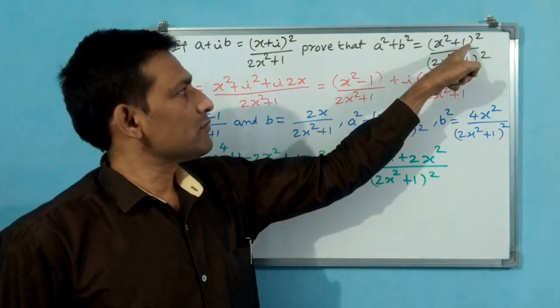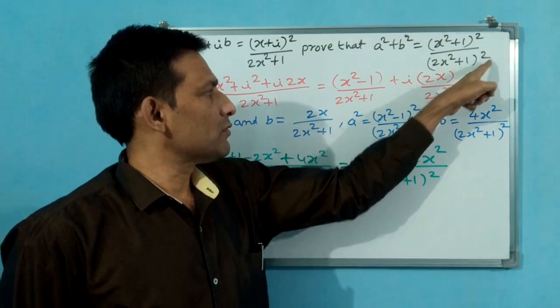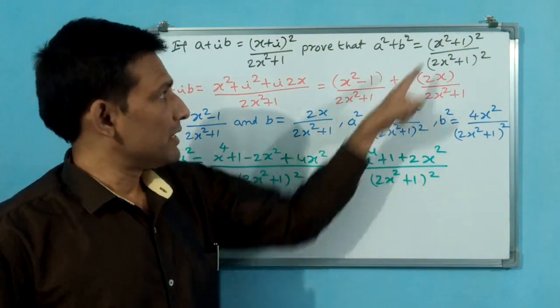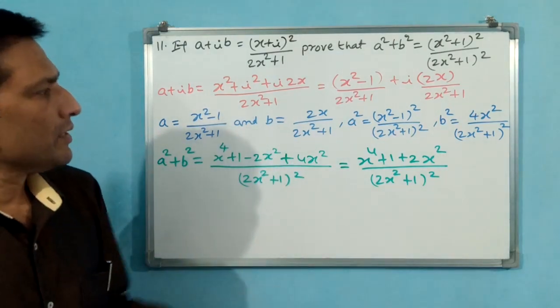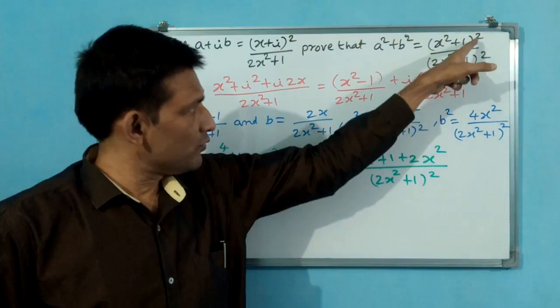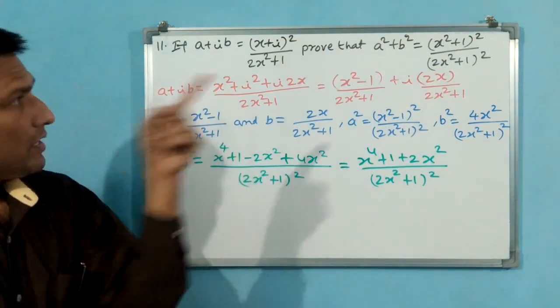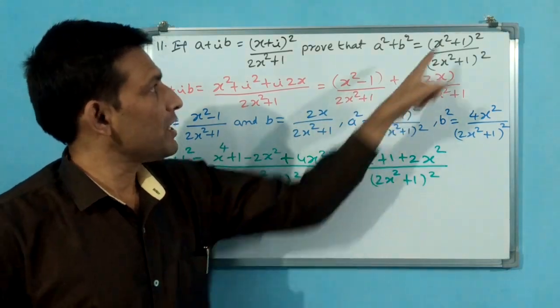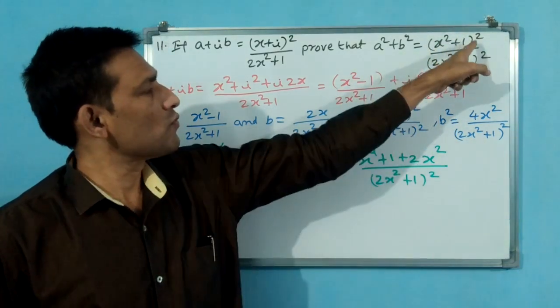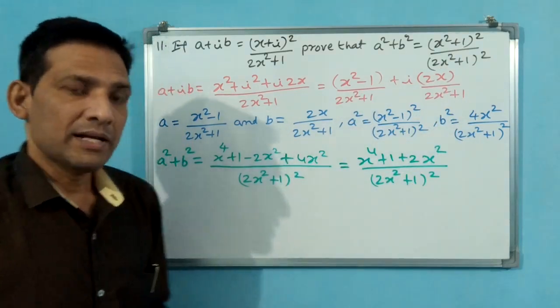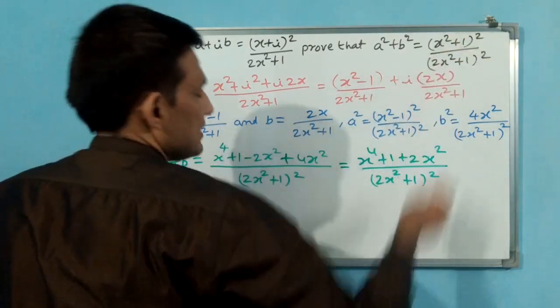Answer should come this one, x square plus 1 whole square by 2x square plus 1 whole square. 2x square plus 1 whole square already came, denominator. But numerator, if you see, this is in expanded form. This is not expanded form, but you square that and observe. x square plus 1 whole square: a square, x to the power of 4, okay, b square, 1, okay, 2ab, 2x square into 1, 2x square, okay. Then you can replace that easily, okay.